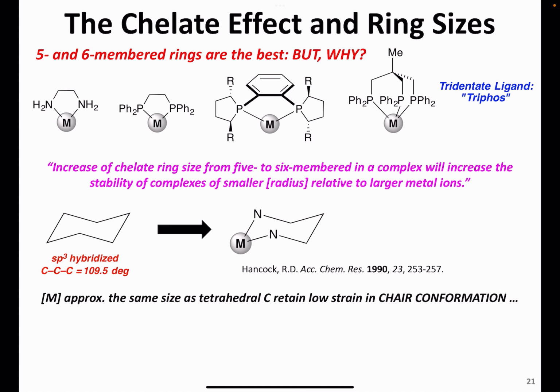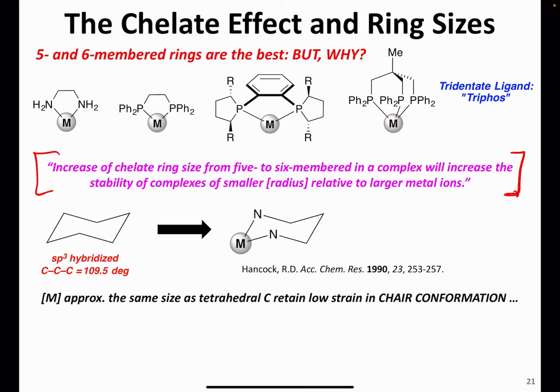And so 5 versus 6, which is better? I point you to this quote, which, like in my last lecture, these older papers have quotes that read like I'm reading Old English. "Increase of chelate ring size from 5 to 6 membered in a complex will increase the stability of complexes of smaller radius relative to larger metal ions." Man, you read that and I don't even know what that really means.